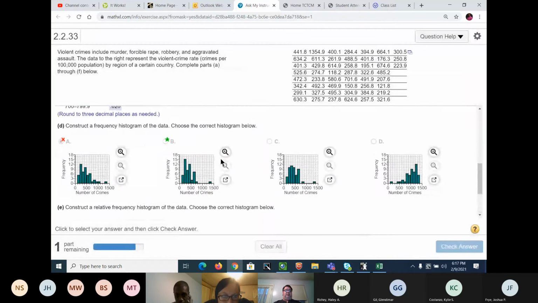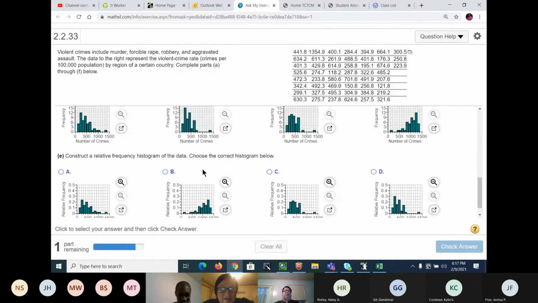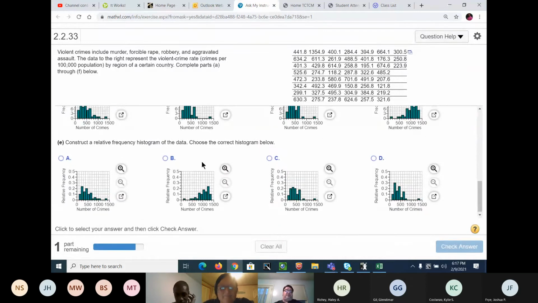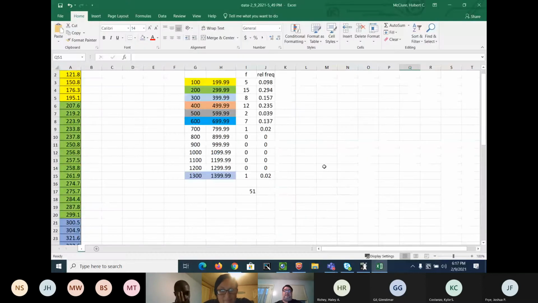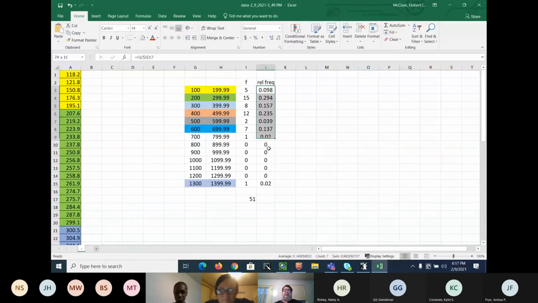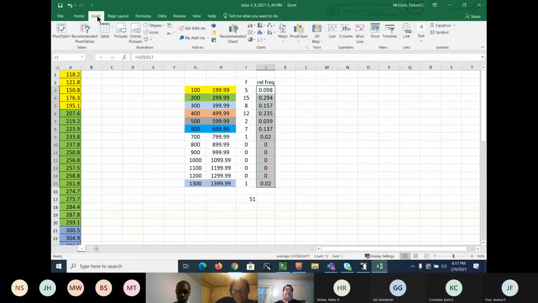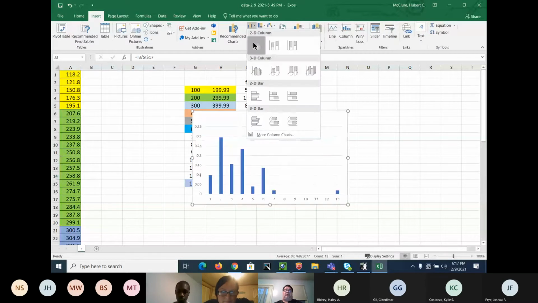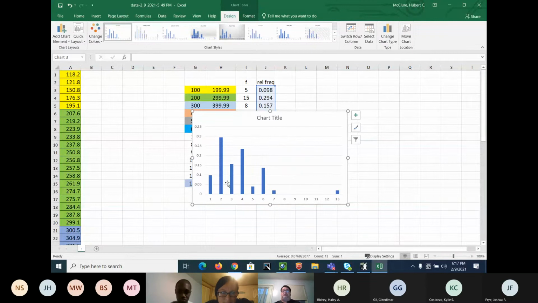Oh, wait a minute. Why did it jump all the way to this one? Oh, this is the second one. Yeah, that's the relative frequency. Now that one you do the relative, which I got right here. Then you do an insert, and most of the data is on the left right here. There it is. Now it looks the same. The relative frequency and the head count are going to be very similar.